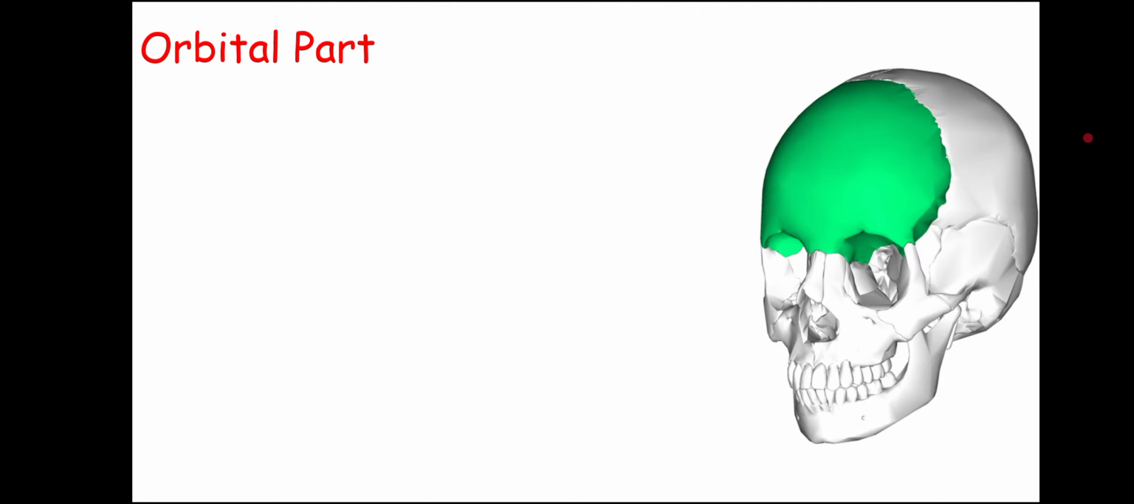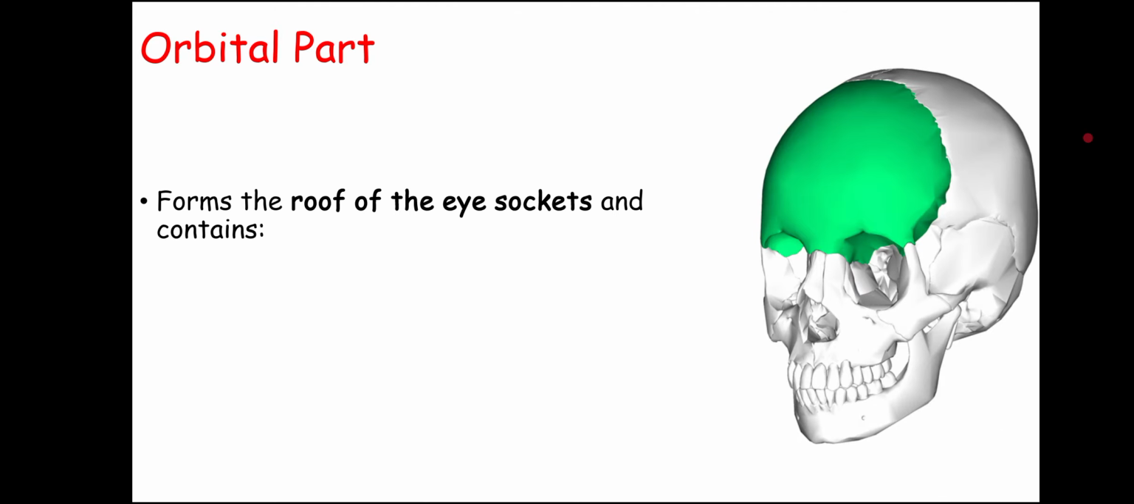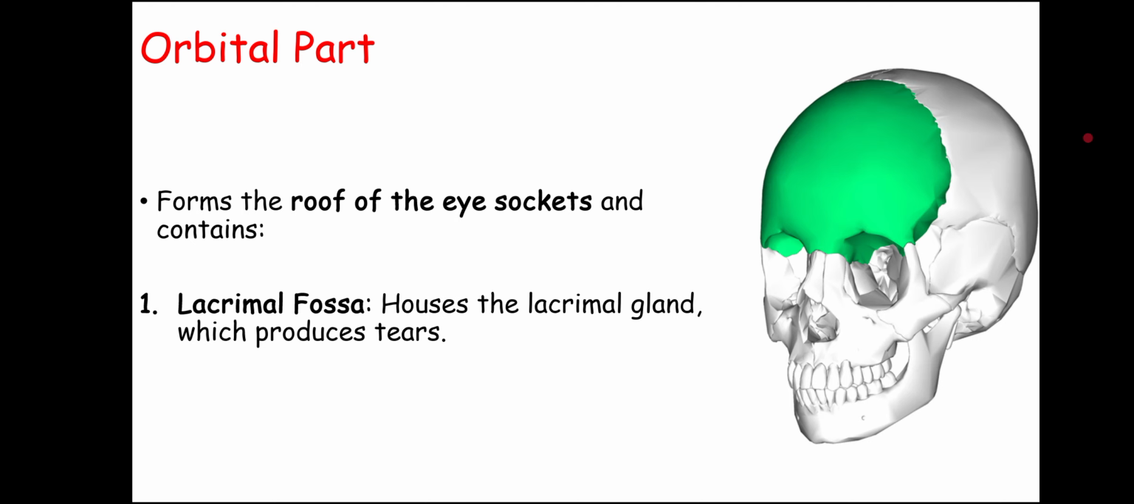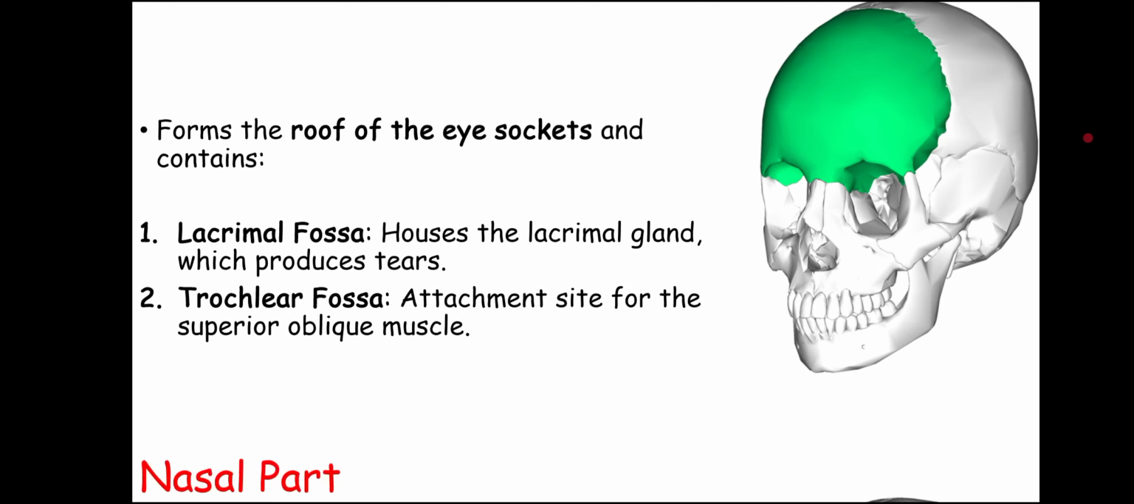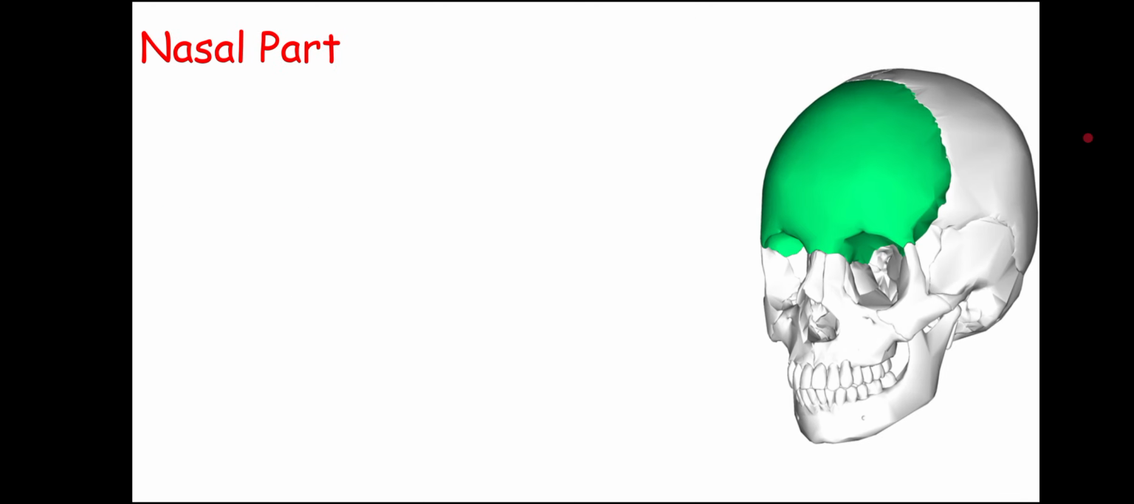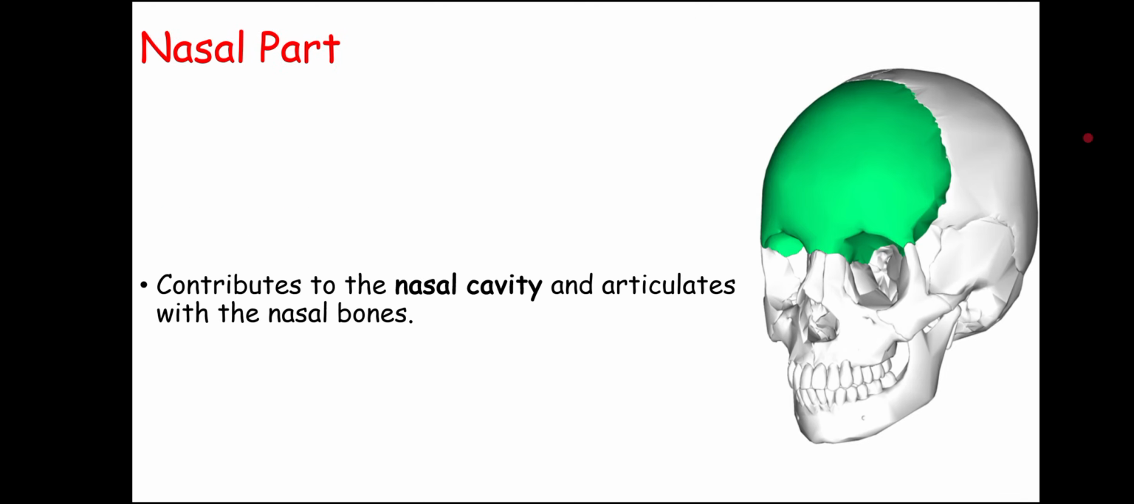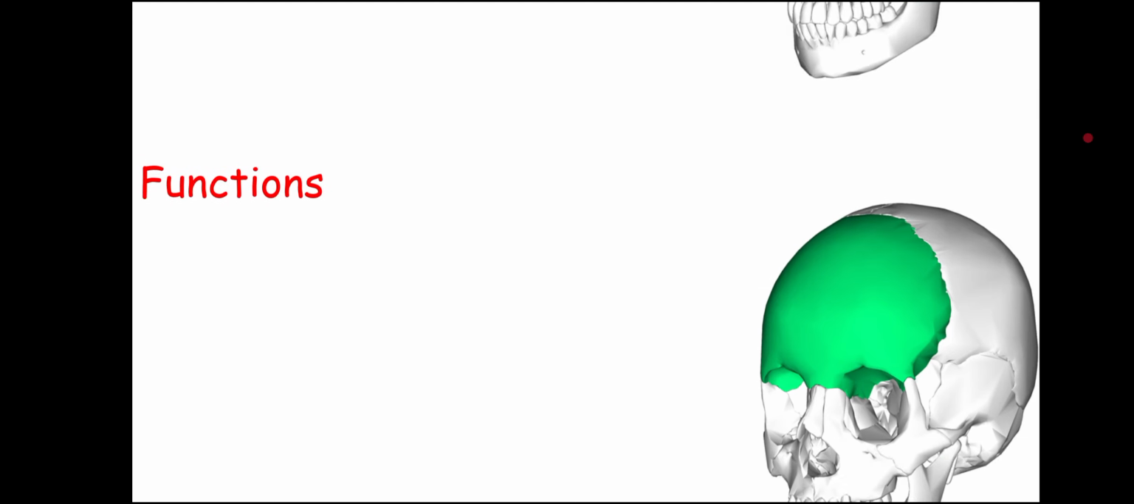The next part of the frontal bone is orbital part. It forms the roof of eye sockets and contains lacrimal fossa that houses the lacrimal gland which produces tears. It also has trochlear fossa that is the attachment site for the superior oblique muscle. The next part of frontal bone is nasal part. It contributes to the nasal cavity and articulates with the nasal bone.